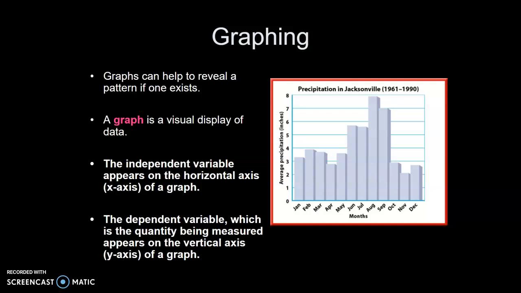So when we're looking at a graph, like for example here we have a bar graph, your independent variable always goes on your x-axis, and the x is the horizontal one, the one on the bottom that goes from left to right. So the independent variable, the thing that you manipulate about the experiment, always goes on the x. The dependent variable, or what you measure in the experiment, always goes on the y, and the y-axis is the vertical axis, the one that goes up and down.